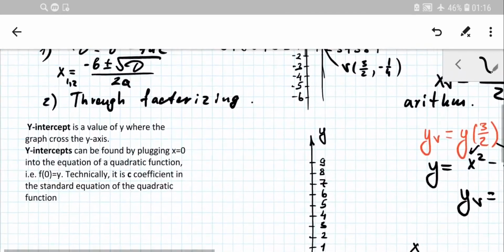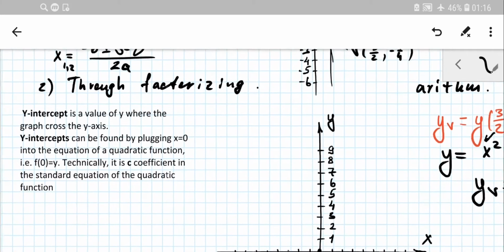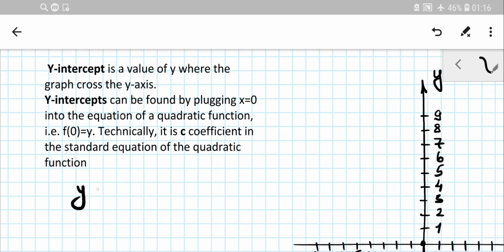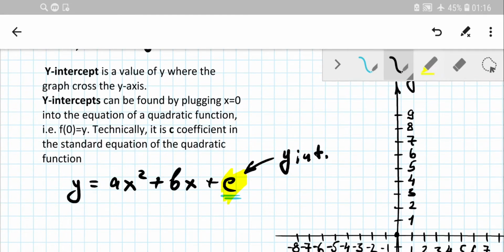So for the y-intercept, what we actually need to do: if we have the standard equation for the parabola, y equals x squared plus bx plus c, we have the c coefficient, which is very significant, and it becomes the y-intercept. Okay, I'll tell you what you need to do.